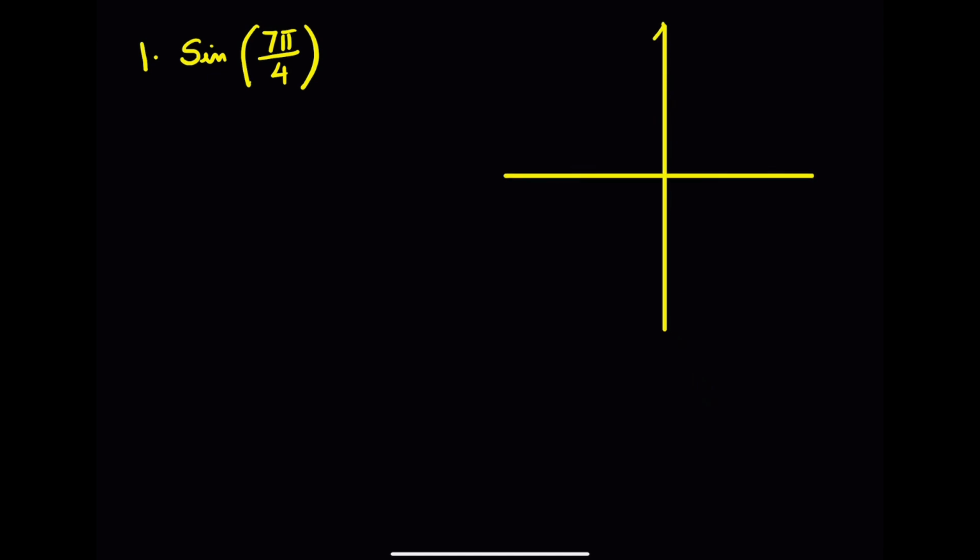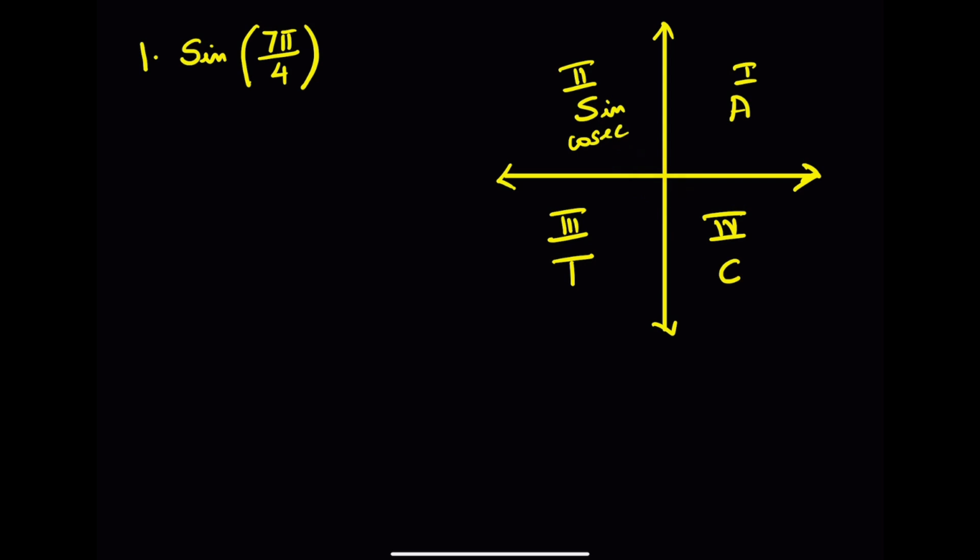So we have 4 quadrants. In the first quadrant, all are positive. In the second quadrant, only sine is positive, in the third quadrant, only tan is positive, and in the fourth quadrant, only cosine is positive. When I say sine, that includes sine and cosecant, when I say tan, it includes cot as well, and when I say cos, it includes secant as well.